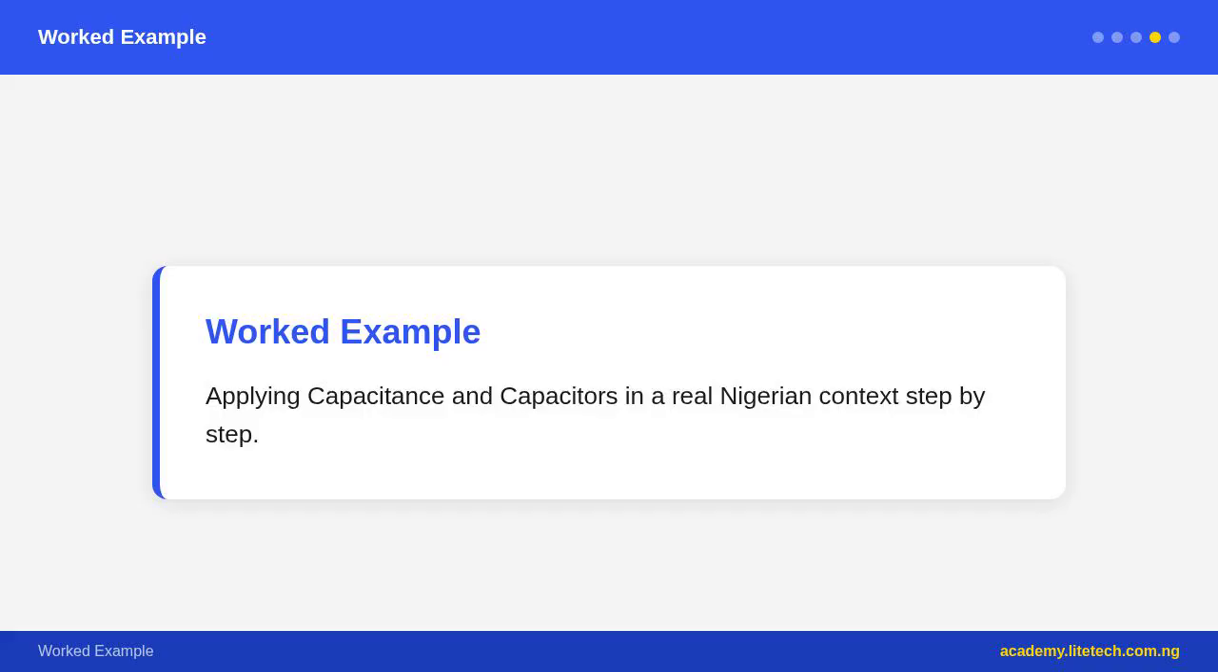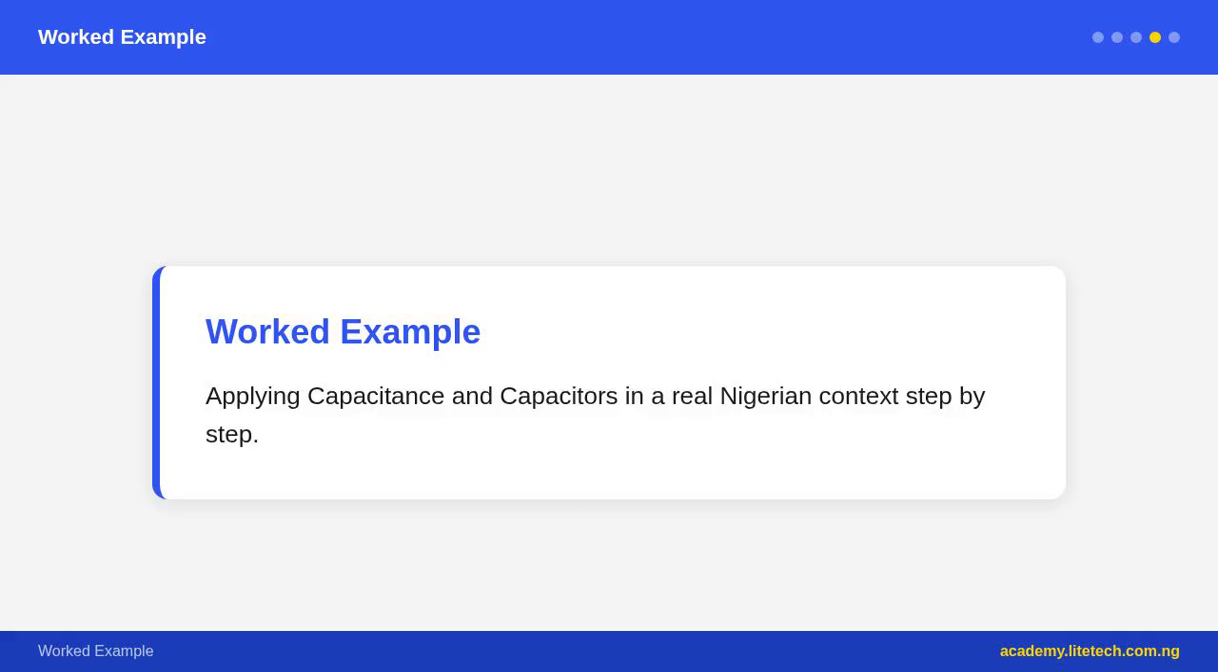Example: a 100 microfarad capacitor is charged to 20 V. Energy stored equals half times 100 times 10 to the power negative 6 times 20 squared equals half times 100 times 10 to the power negative 6 times 400 equals 0.02 joules, or 20 millijoules.